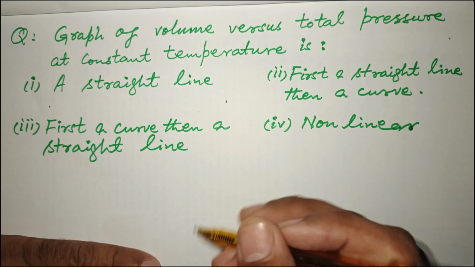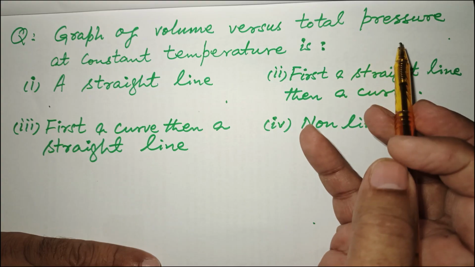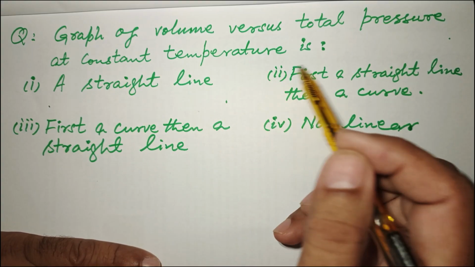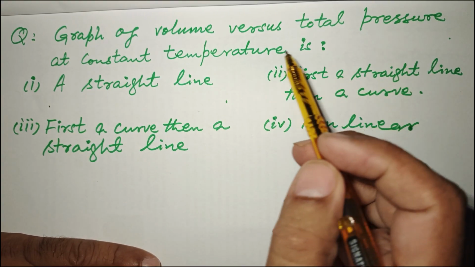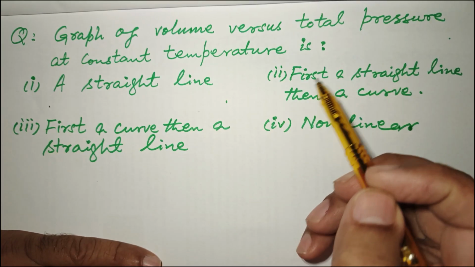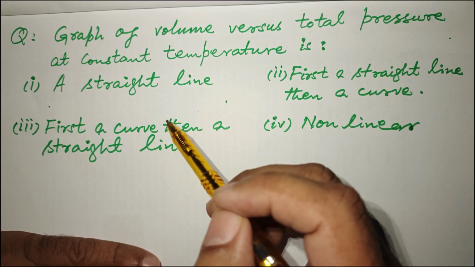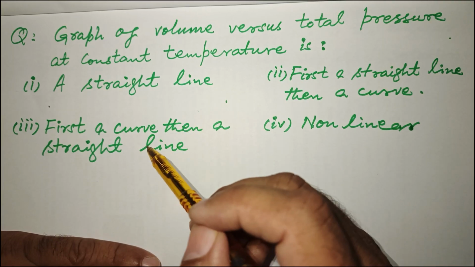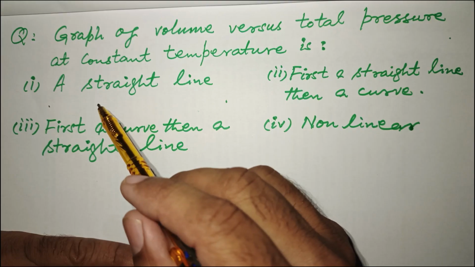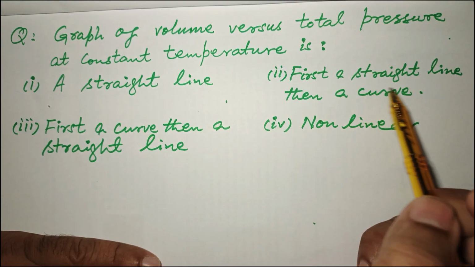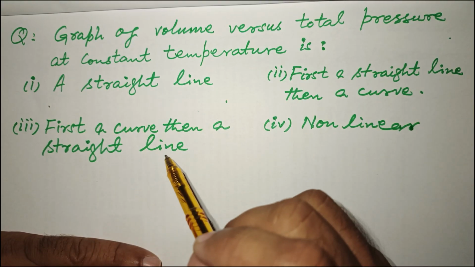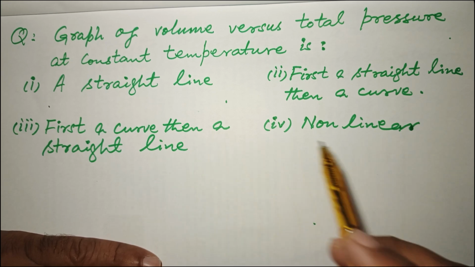So today we have a new test, some new problems which are tricky, not difficult. So let's start. Graph of volume versus total pressure at constant temperature. This problem is actually not difficult at all, but the options given are in a different way, which makes it difficult for the students to give the answer. Now what are the options? A straight line, first a straight line then a curve, first a curve then a straight line, and non-linear.